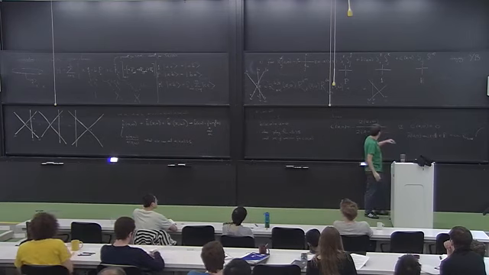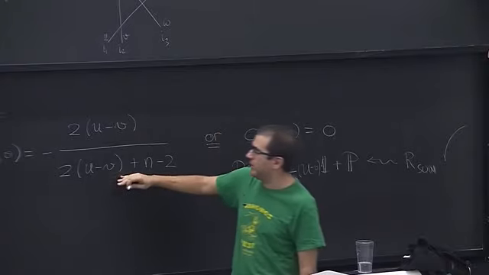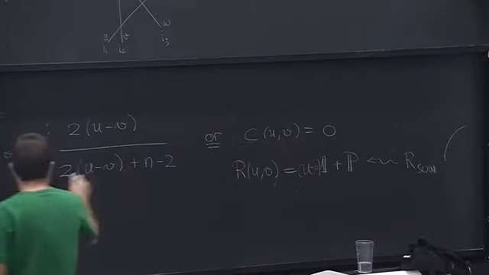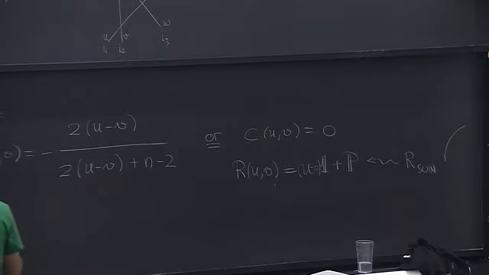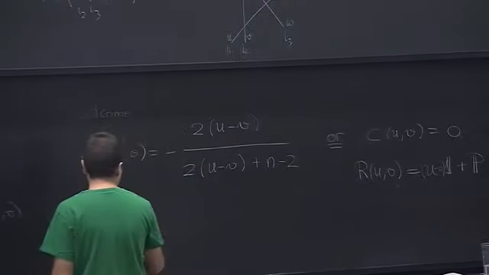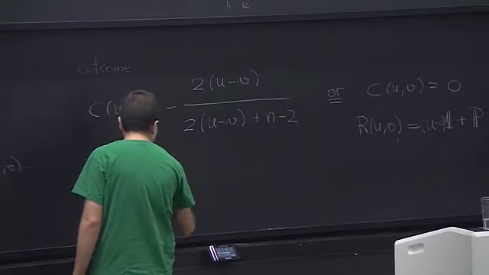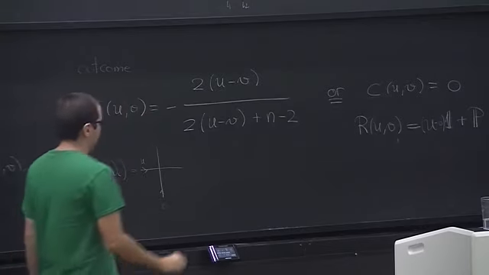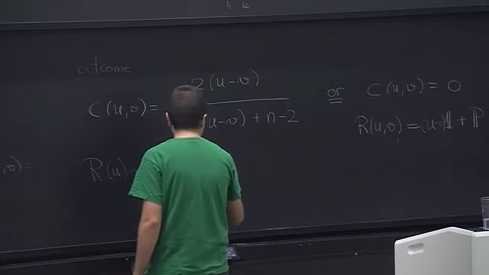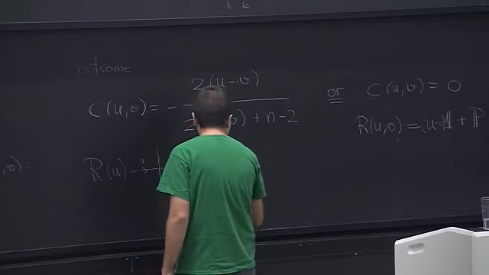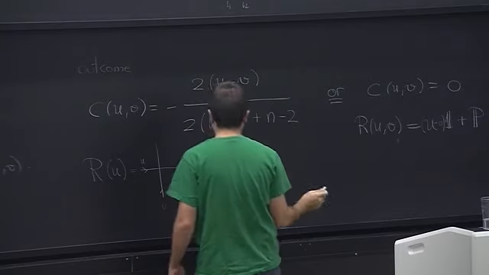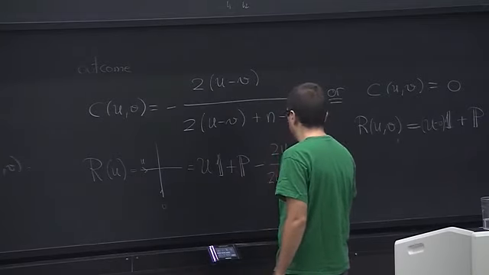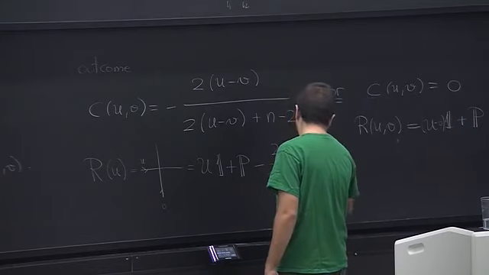But we want to go on and comment a little bit now on this solution. This solution is different. So for this solution, R of U, where I put 0 here and U here, is equal to U times identity plus permutation minus 2U divided by 2U plus N minus 2 times trace.